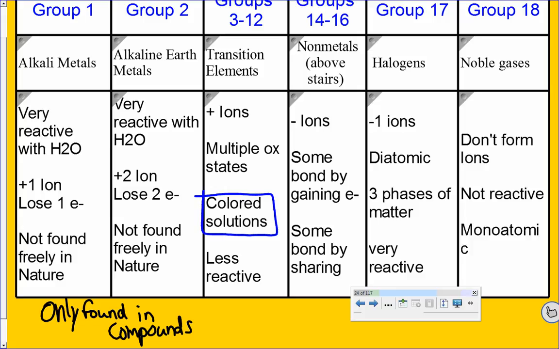And last but not least, in terms of being reactive, the complete opposite of this is the noble gases. Noble gases do not form ions. They're non-reactive. And they're what we call monoatomic. You can actually find them in a single atom form, floating around. They're obviously all gases at STP.